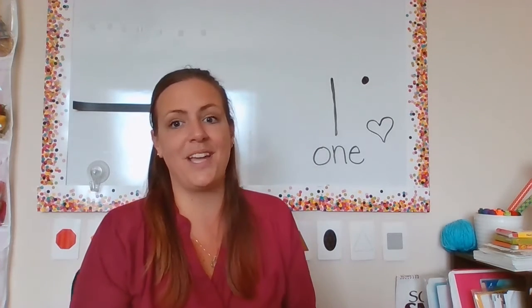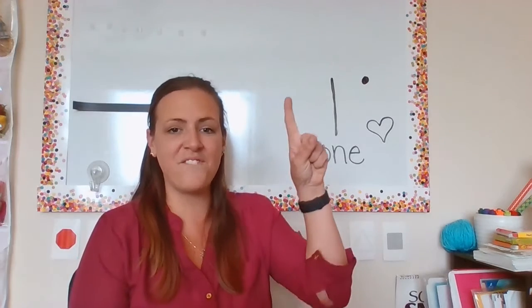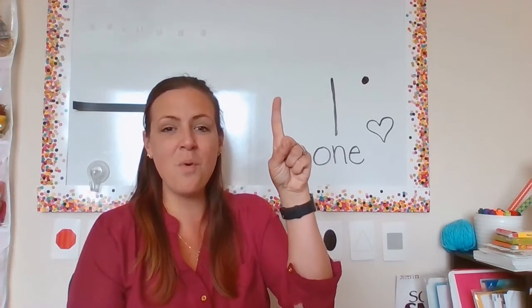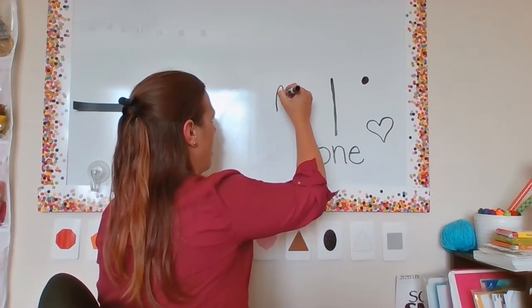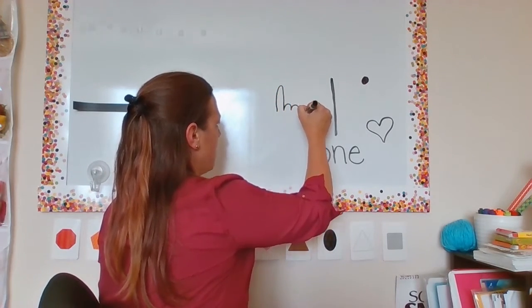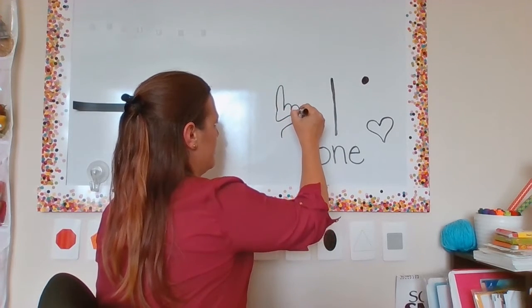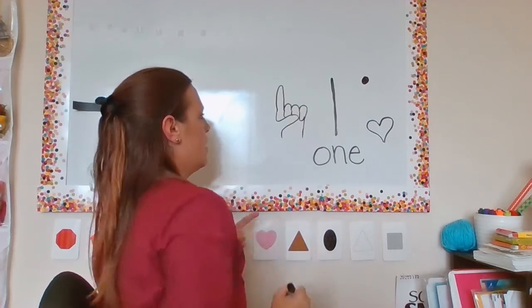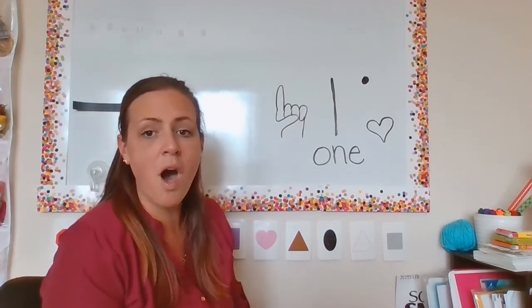The other way we can show the number 1 is something I've been doing a lot, using my fingers. I can show you 1 with my hand. And that means that I have 1 finger up and the rest of my fingers down. So when I have that, I know that is showing me 1.